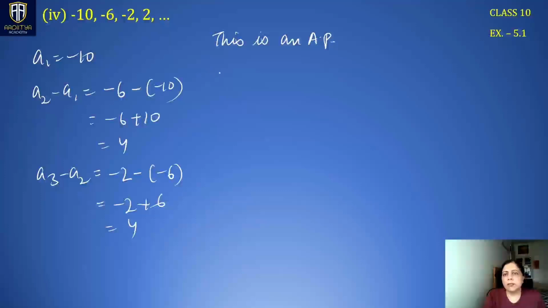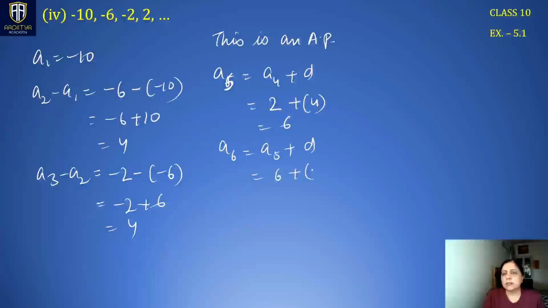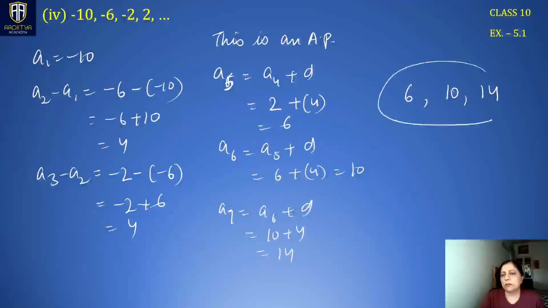So we have to find A5. 1, 2, 3, 4. A5 is A4 plus D. A4 is 2, add it to common difference 4, which is 6. A6 is A5 plus D. A5 is 6 plus 4, that is 10. And A7 is A6 plus D. A6 is 10, added to 4, 14. So the three numbers next to these 4 are 6, 10 and 14.